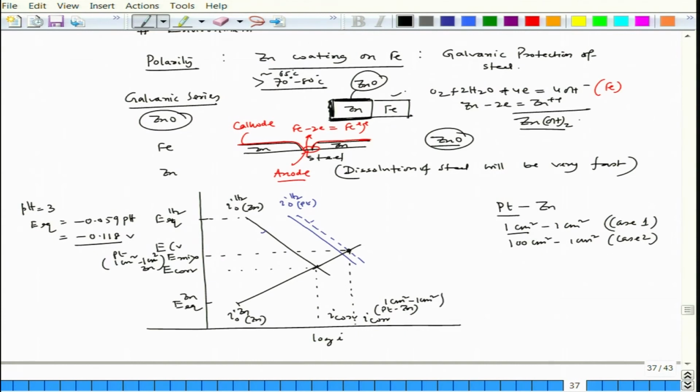Now, once we connect 100 centimeter square area, if the conditions remain the same, the solution condition and the metal character, then the exchange current density would be the same, which is ampere per centimeter square. But in order to consider this area factor, we have to take current, which is I 0, in ampere now.